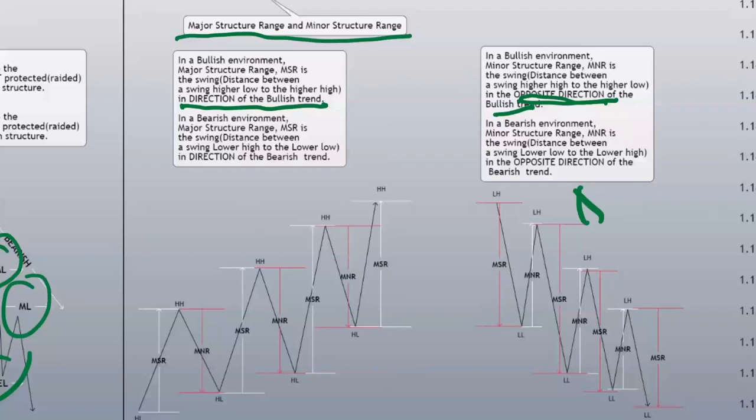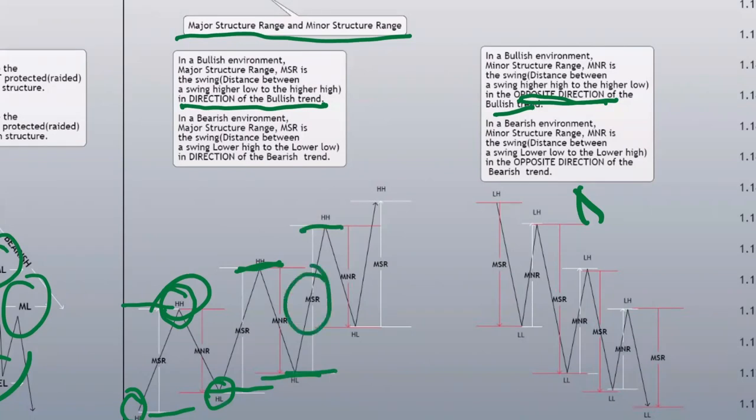So let's look at the schematics of it. Here we have a higher low, higher high. The distance between the two constitutes our MSR, that is major structure range. While from the higher high down to the higher low, that is the pullback, is the MNR, minor structure range. Major, higher low to higher high. Minor, higher high down to higher low. So higher low to higher high, MSR.